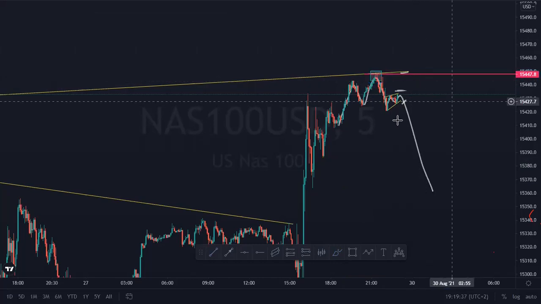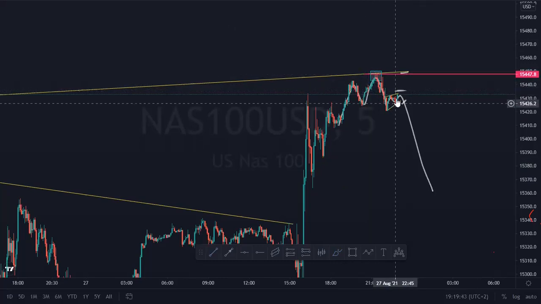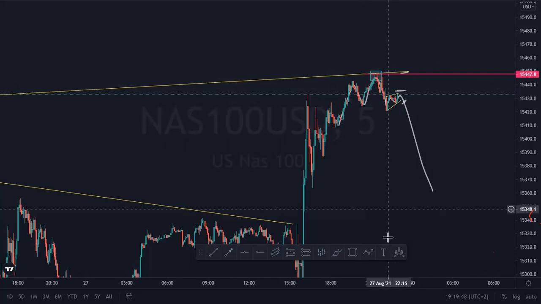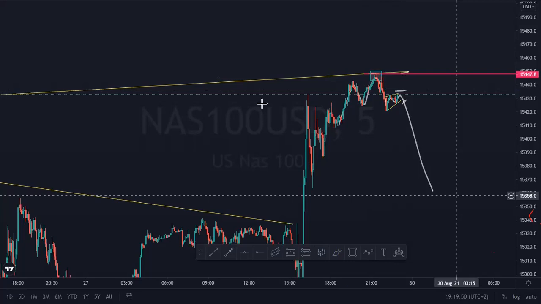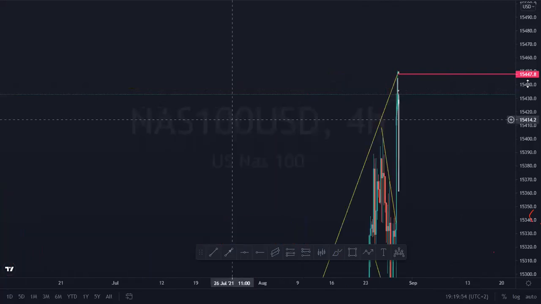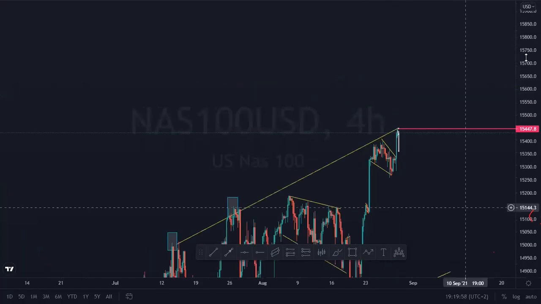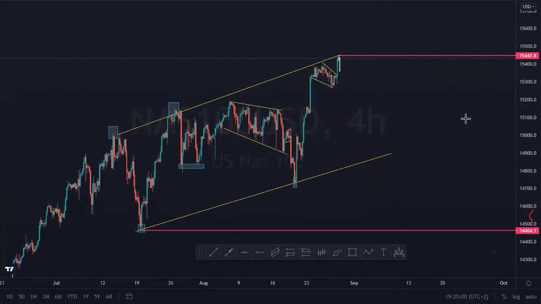So what I like is when it was approaching here, it created this M, and now it pushed down and created this correction again, meaning we are going down. So if I go to 4 hour time frame again, guys, this is what I'm expecting to happen. It can reach this target maybe by the end of this week or by the following week.